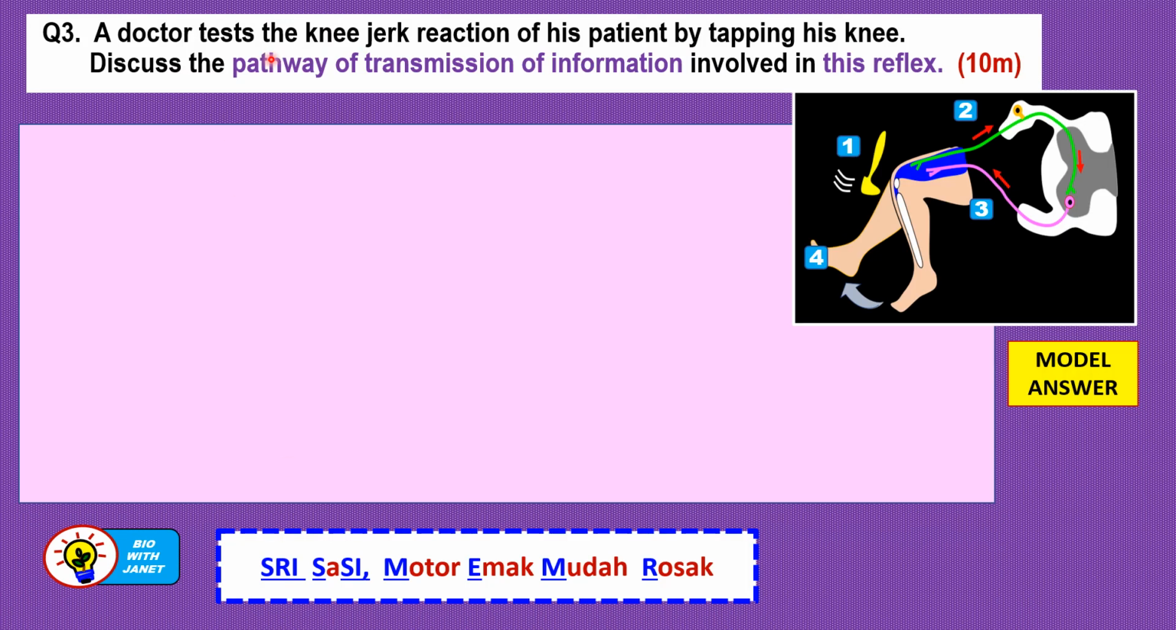Now let's try this question. A doctor tests the knee jerk reaction of his patient by tapping his knee. Discuss the pathway of transmission of information involved in this reflex. All right. So take a moment to write down your answer, like an essay question. And remember your memory aid. If you don't know where to start, think of the memory aid.